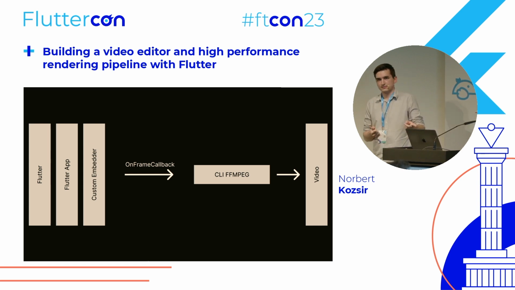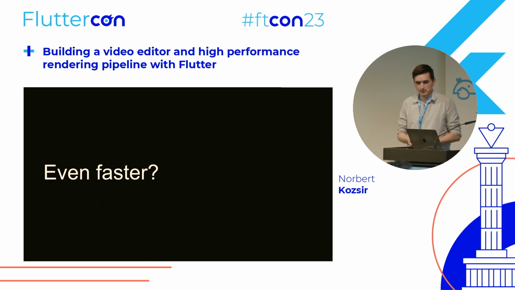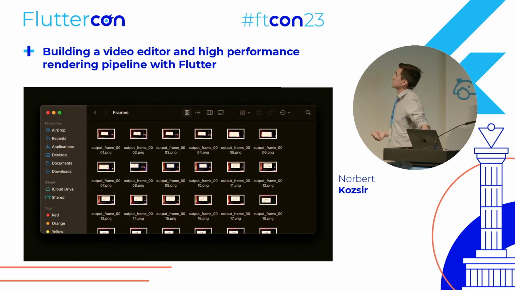So this is way faster, as you could imagine, than using golden tests. But we still have the issue of having images. So can we go even faster? And the answer is yes, we can. That's the issue. We have a bunch of frames. We don't want to involve the disk in this.